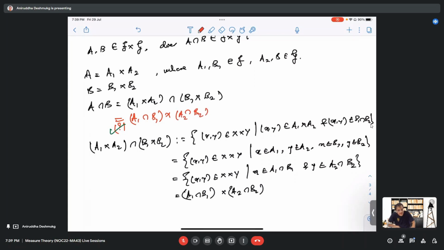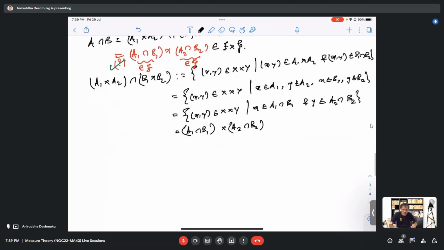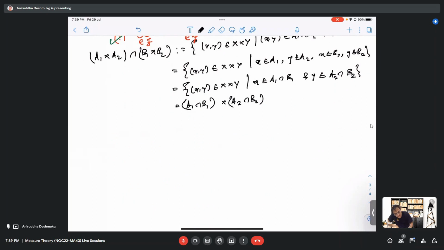So notice that A1, B1 are in F, so their intersection is in F. A2, B2 are in G, so their intersection is in G. And therefore, their Cartesian product is in F cross G. So the intersection property is fine. What about the complement? This might require some work.